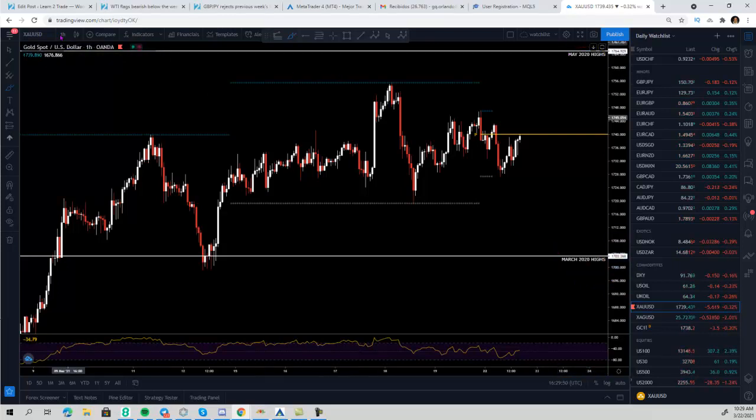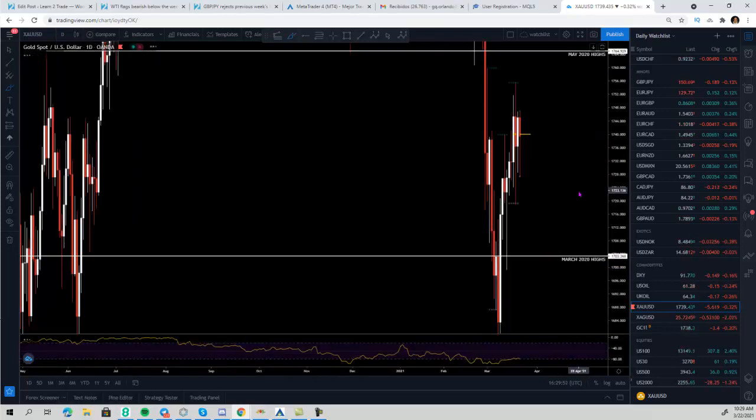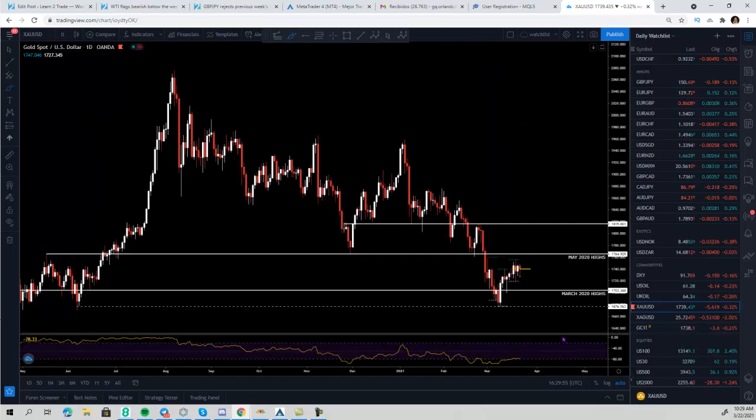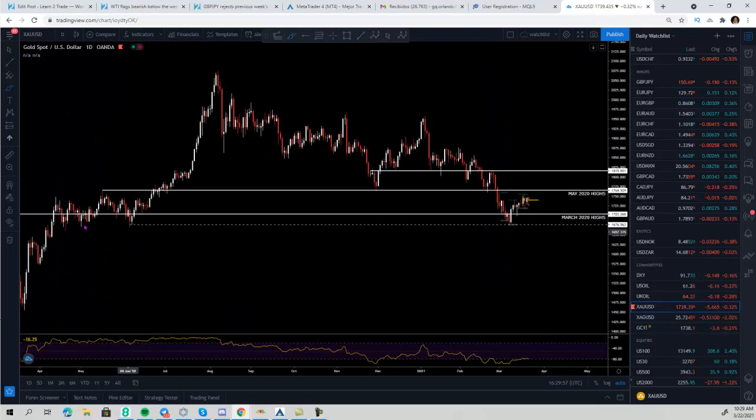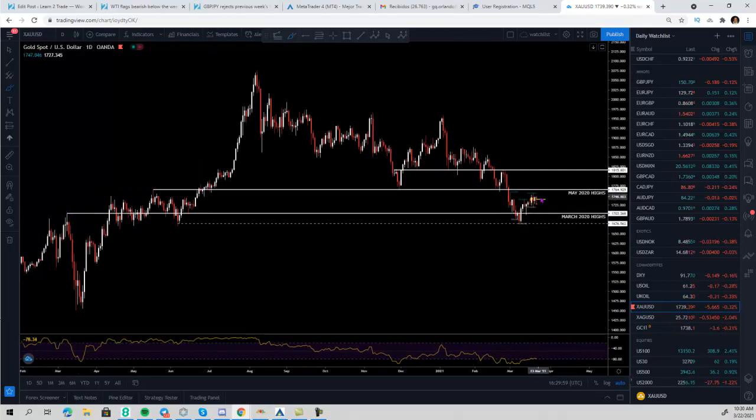Now let me go to the daily chart and show you these big levels. So the May 2020 highs, which are in fact these highs right here, which are also the November 2020 lows, are a big level to the upside. This is the level that is capping gold to the downside.